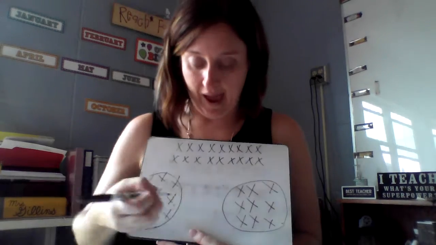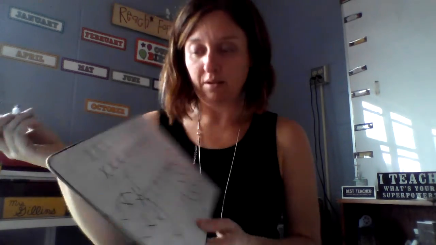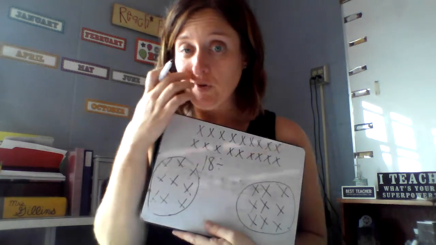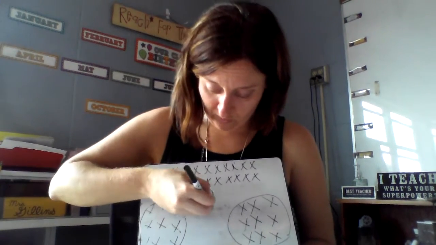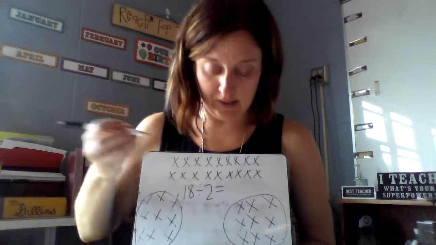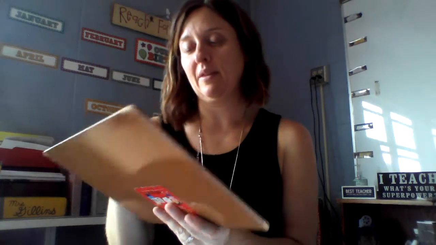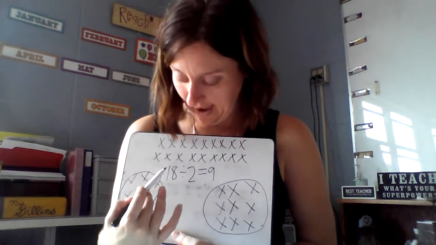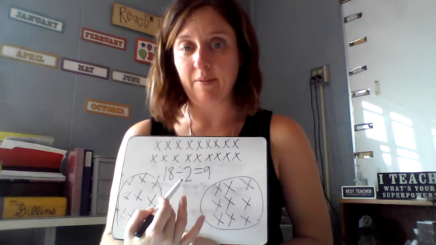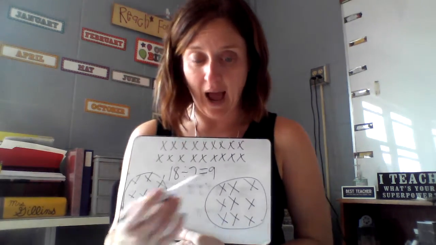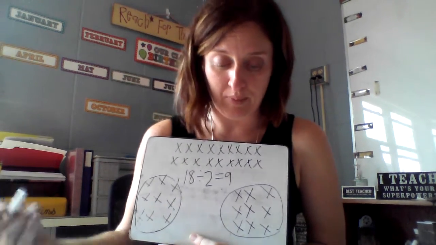I could say that 18 divided by, we do know how many groups we started with, 2, equals 9. So there's my number sentence. I had 18 markers. I divided them into 2 groups, and I had 9 markers in each group.